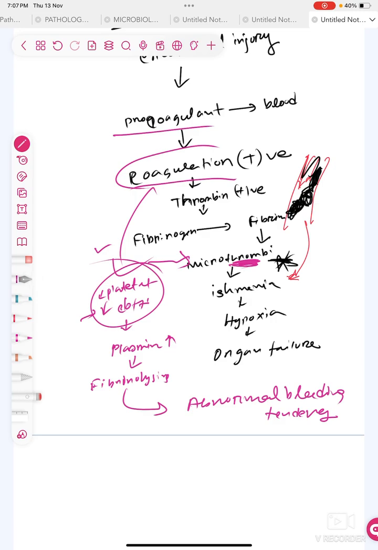So what I've said is that there is microthrombi formation, and as there is excessive thrombi formation, all the platelets and clotting factors are utilized in this pathway. So whenever there is hemorrhage, the platelets are already utilized, so it cannot stop the bleeding. Another factor is that there are already many thrombi present in the body, so the negative feedback mechanism causes plasmin activation. So there is excessive plasmin, and it causes fibrinolysis, that is, it degrades the fibrin. So there is an abnormal bleeding tendency. So there is an imbalance between clotting and unclotting forms.